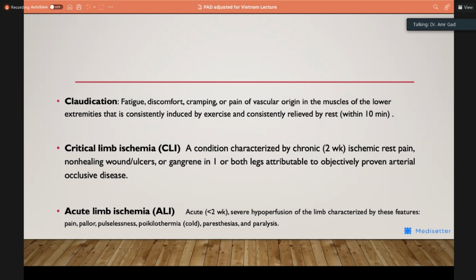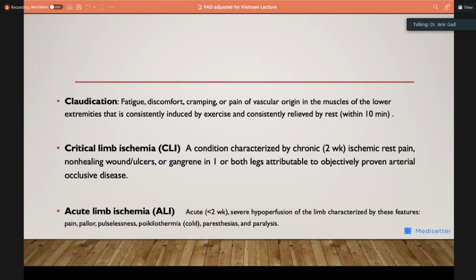Critical limb ischemia is an advanced part of peripheral arterial disease, in which the symptoms usually persist for more than 2 weeks. It is either ischemic rest pain. The patient will have pain at rest without exercise. This pain is usually due to ischemia of the nerves. So the muscles are affected first and bring intermittent claudication. Then the nerves, when the ischemia increases, start to be affected. So it gives an ischemic rest pain, which is continuous.